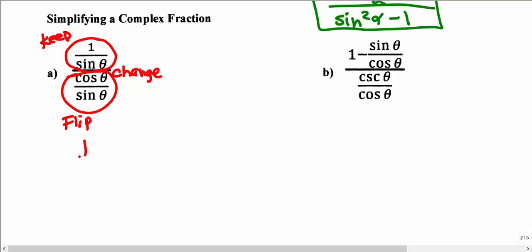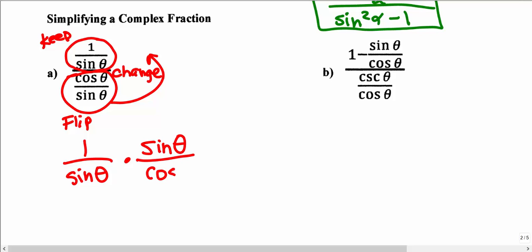So this would look like 1 over sine theta times, now we're going to flip the second fraction, so that would be times sine theta divided by cosine theta, and we would like to simplify this as much as we can. Well, when I'm multiplying, we can cancel common factors across the two fractions. If one factor is on top and one factor is on the bottom, they can cancel out. And then when I multiply across, now we get 1 over cosine theta.